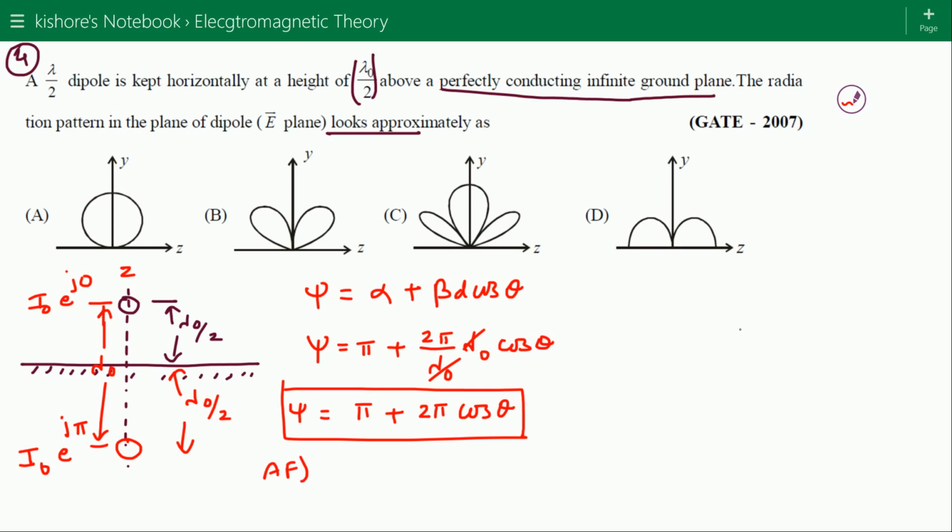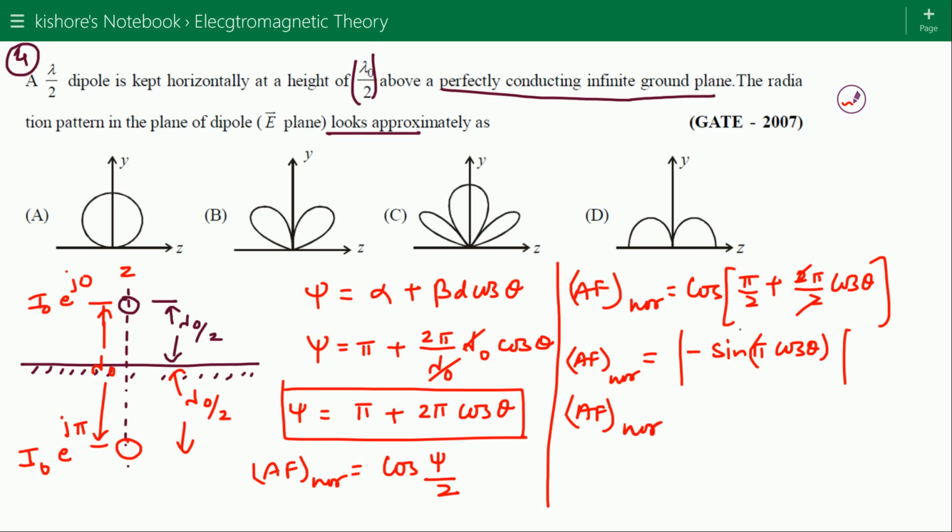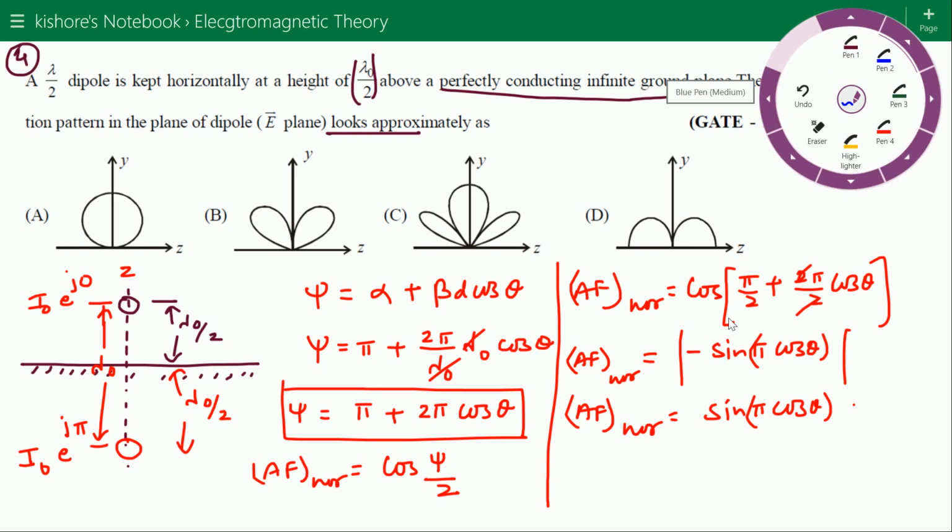Now the normalized array factor is cos psi by 2. So we will write normalized array factor in terms of theta, and it is cos of pi by 2 plus 2 pi by 2 cos theta, which is cos of pi by 2 plus pi cos theta, and normalized array factor is minus sine pi cos theta. And to draw the pattern, we will take the magnitude of this. So normalized array factor is sine pi cos theta.